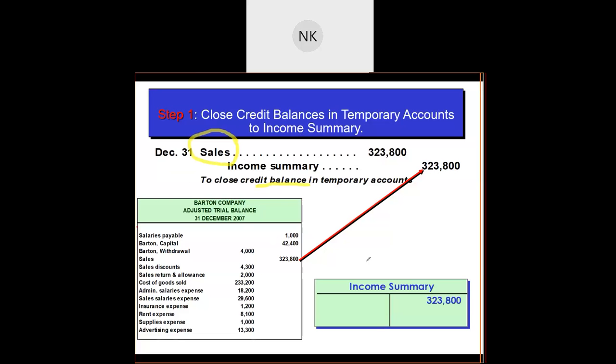Sorry, yes, I made a mistake just now. This is not the debit balance. So to close the credit balance, you have to debit the sales because it's originally credit, right? So you have to reverse it, input the debit, and you create an account named income summary. So it should be on your credit side on the income summary account.